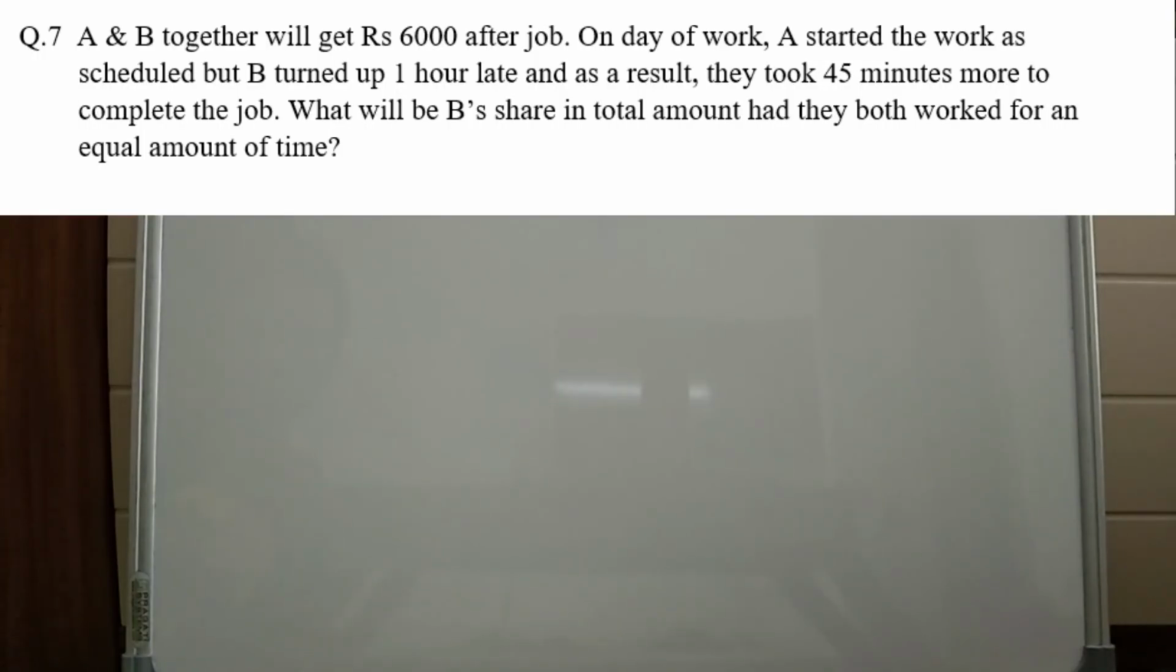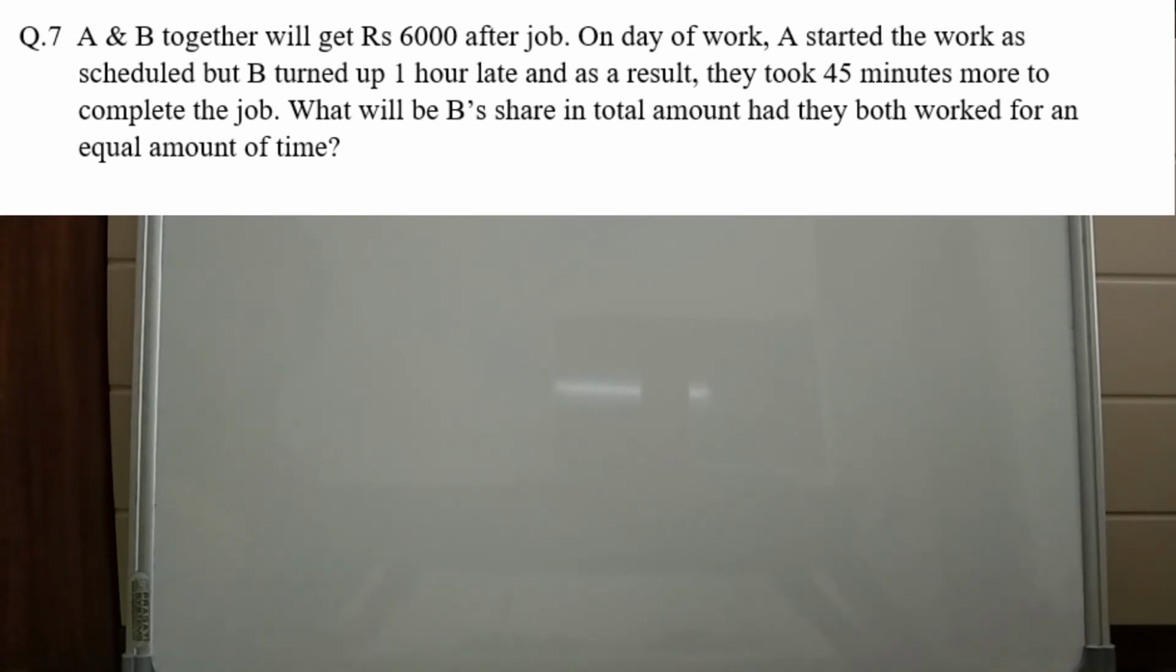Okay, so the next question is a conceptual one again. A and B together will get rupees 6,000 after the job. On the day of work, A started the work as scheduled, but B turned up 1 hour late, and as a result they took 45 minutes more to complete the job. What will be B's share in the total amount had they both worked for an equal amount of time?